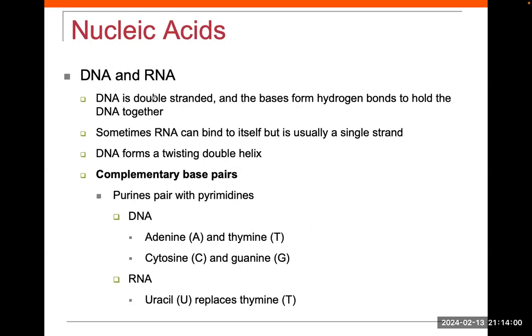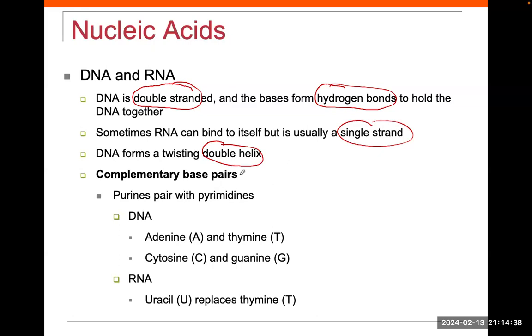So the DNA is double-stranded, whereas the RNA is single-stranded. Right? So DNA is double-stranded, and the bases form hydrogen bonds. That's what holds them together. And we don't want these hydrogen bonds being broken, because that's how you damage your DNA. Sometimes the RNA can bind to itself, but it's usually single-stranded. So it's the DNA that has the structure of the double helix.